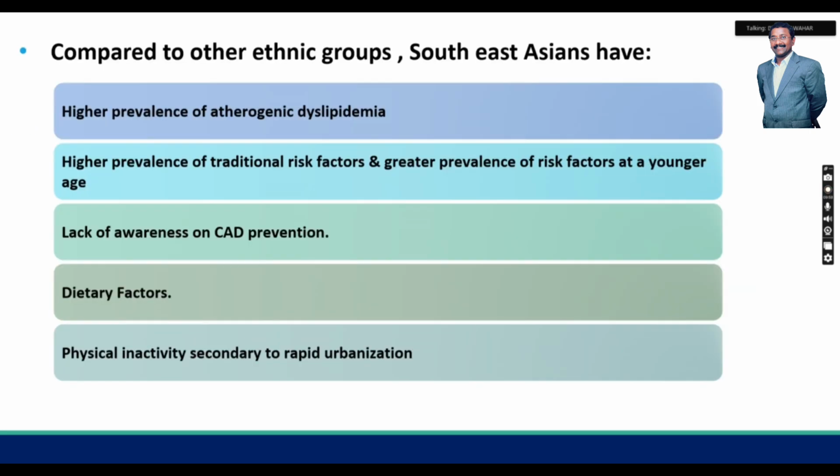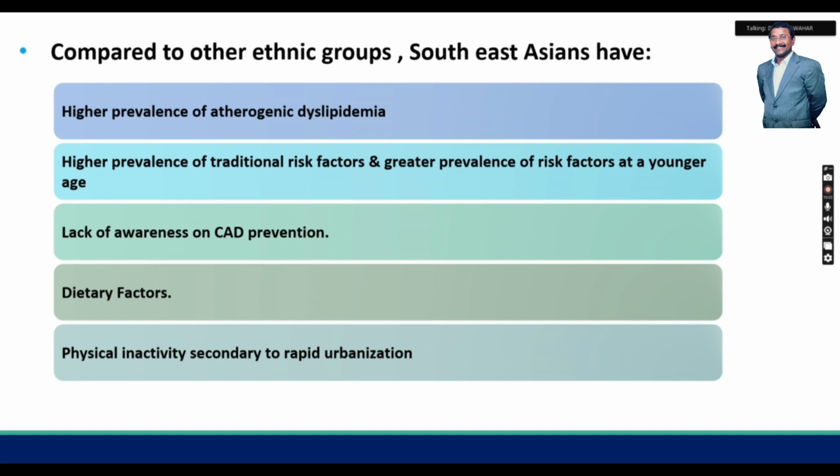See, compared to other ethnic groups, Southeast Asians and Indians have a higher prevalence of atherogenic dyslipidemia, a higher prevalence of traditional risk factors, and a greater prevalence of these risk factors at a younger age. You all know the traditional risk factors like smoking, diabetes, hypertension, obesity, physical inactivity, a strong family history, etc. And there is lack of awareness on CAD prevention.